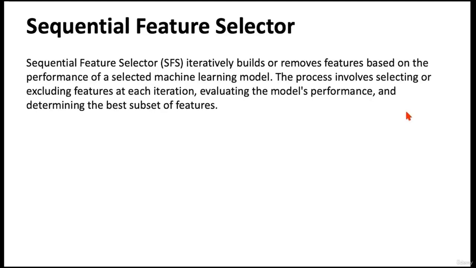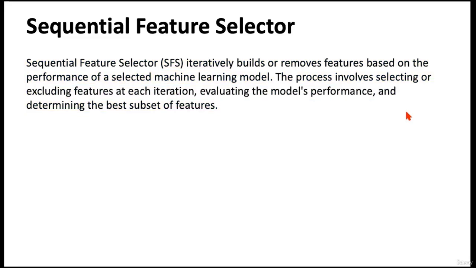Finally, we're going to talk about sequential feature selector. Sequential feature selector again builds or removes the features based on the performance of a selected machine learning model. So all these are supervised approaches. They're using some or the other model to decide what are the features to keep. This process involves selecting or excluding features at each iteration, evaluating the model's performance and determining the best subset of features.